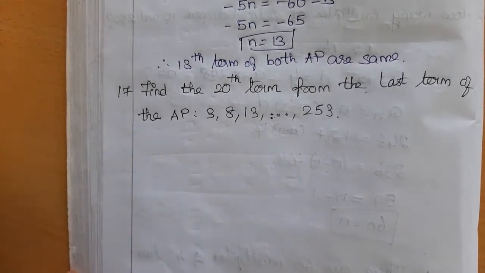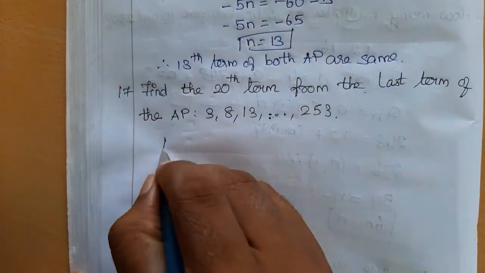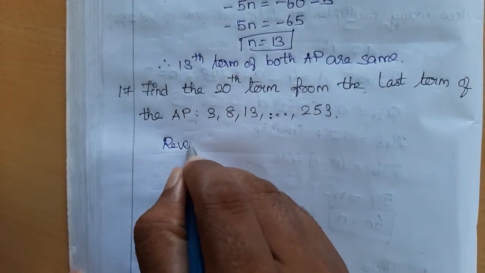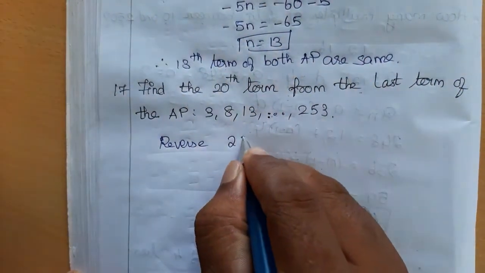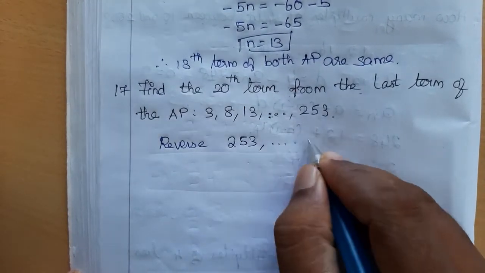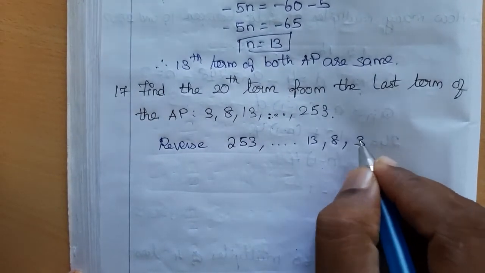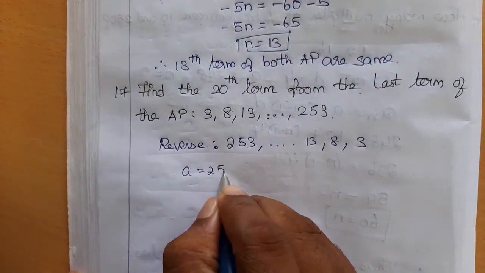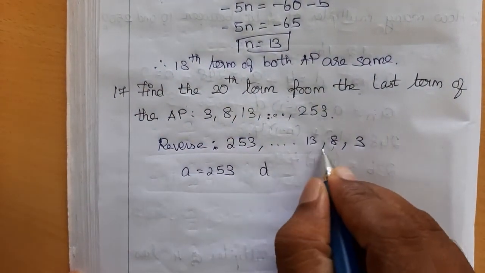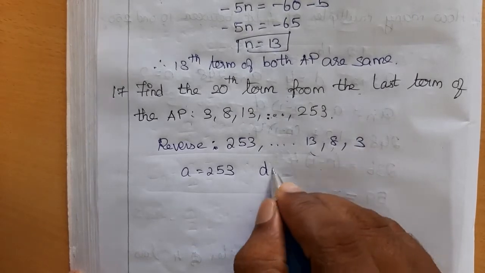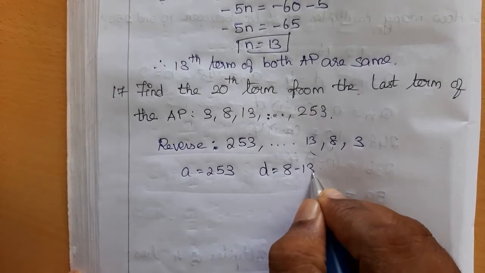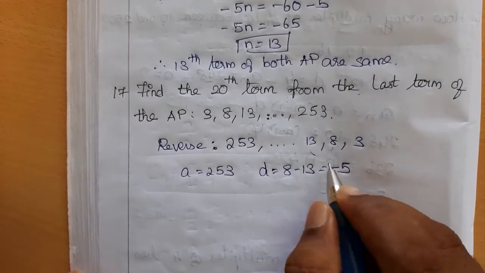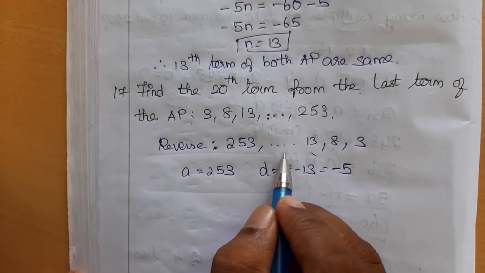The AP will never change, and we can find the 20th term from the beginning. So let me write it in reverse. The reverse AP will be 253 and goes on 13, 8, 3. Okay, so here A will be 253 and D will be found just by subtracting. By subtracting this we can obtain, right? 8 minus 13, which is equal to minus 5.